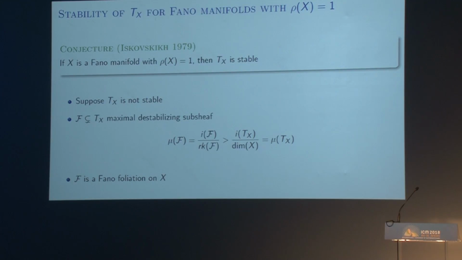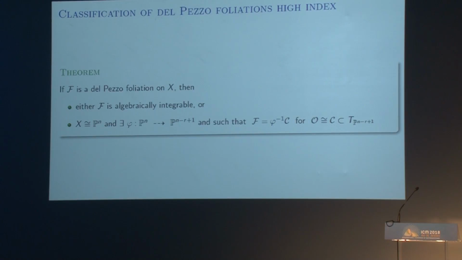Then it is a Fano foliation, and its index is somehow large when compared with the index of T. So this theory of foliations may have some application either to prove or to refute this conjecture. Okay, but this is just a side remark. So let me go back to what I was talking about.